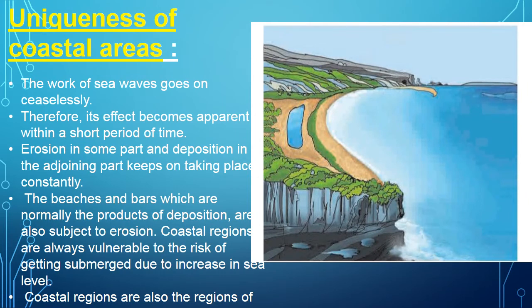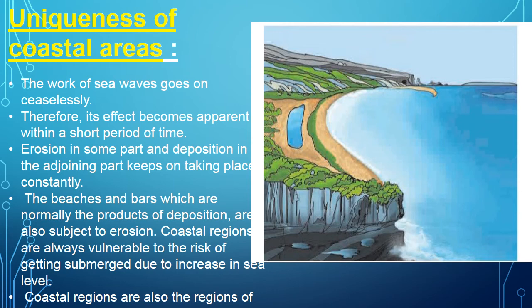Now the next is the uniqueness of the coastal areas. As we all are aware, the work of the sea waves never stops. It is ceaseless. It comes and goes every time. So because of that, the erosion process takes place in a very short period of time. Erosion in some parts and deposition in the adjoining part keeps on taking place constantly. The beaches and the bars, which are normally products of deposition, are also subject to erosion.